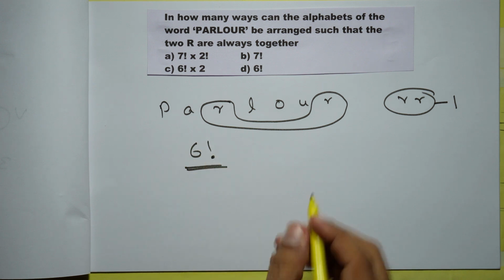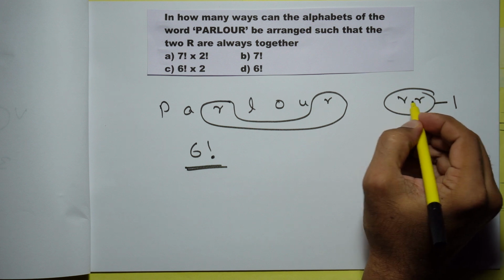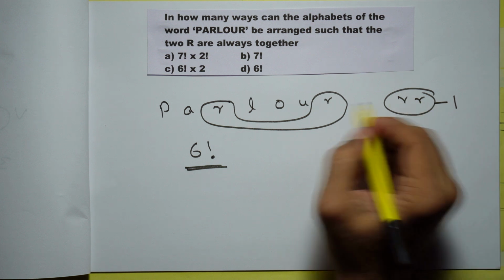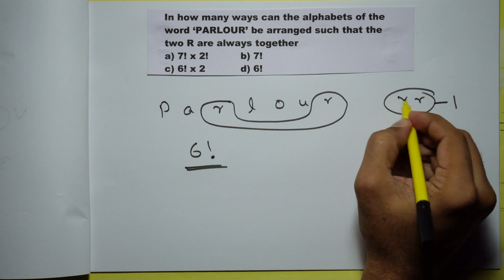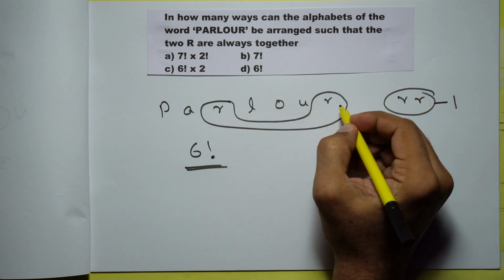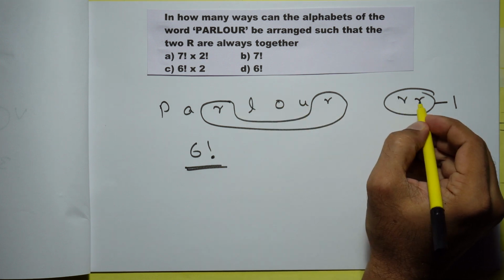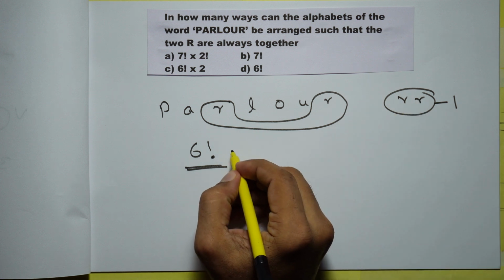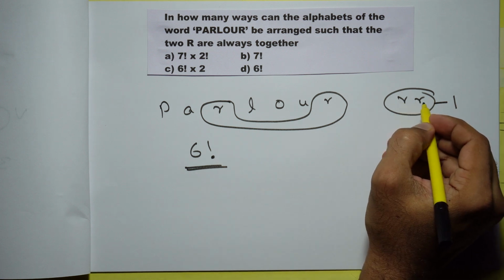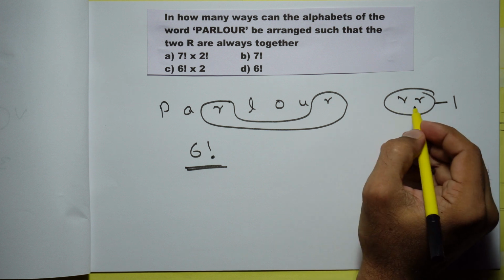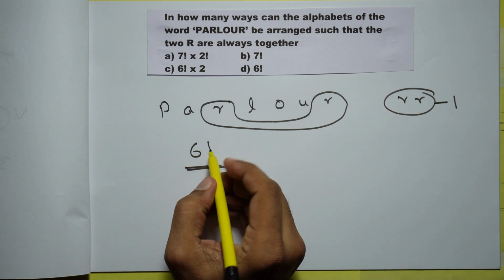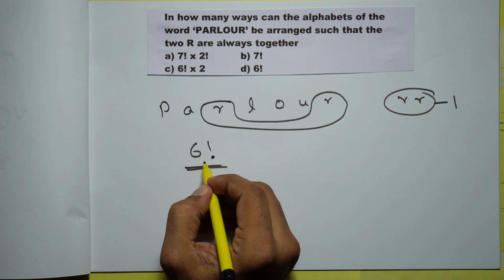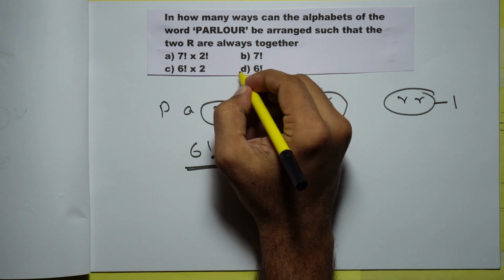Now these two R's among themselves, they cannot be interchanged to get different outcomes. Even if you interchange them, you will not get a different word or a different outcome. So you should not multiply by 2 factorial for interchanging the two R's. So altogether only 6 factorial outcomes are possible. Hence option D, 6 factorial.